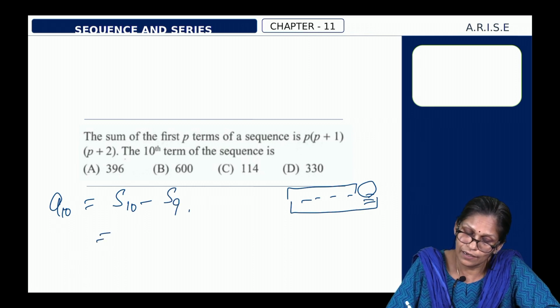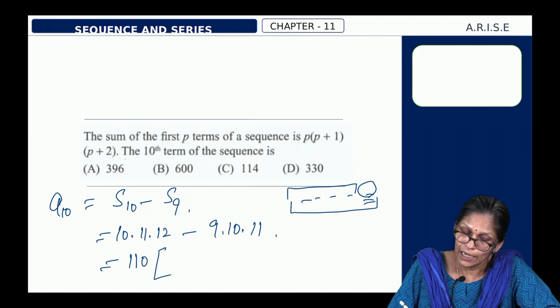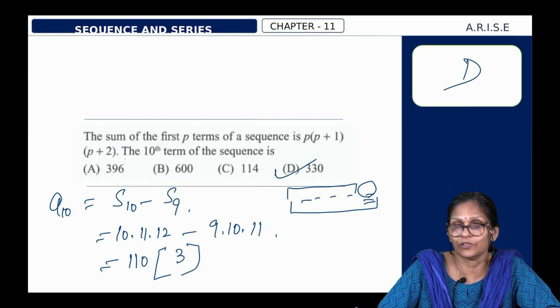What is S10? The sum to 10 terms is 10 into 11 into 12, minus 9 into 10 into 11. So, 10 into 11, that is 110. If I take that out, what will remain? 12 minus 9, that is 3. So, 330. Option D is your answer.